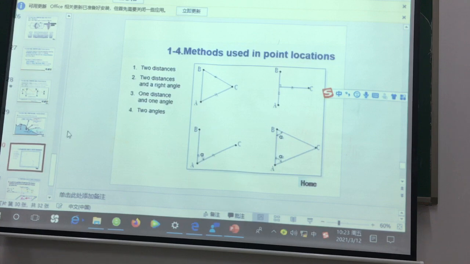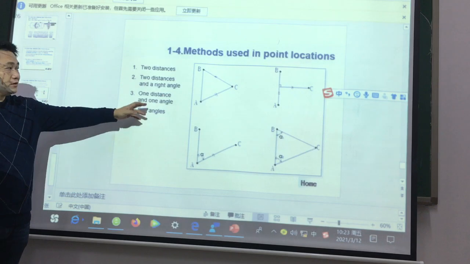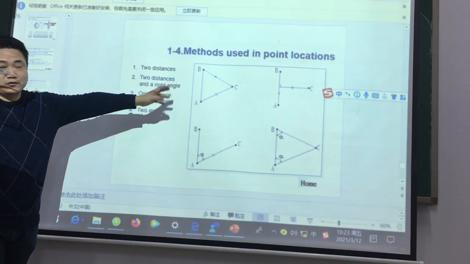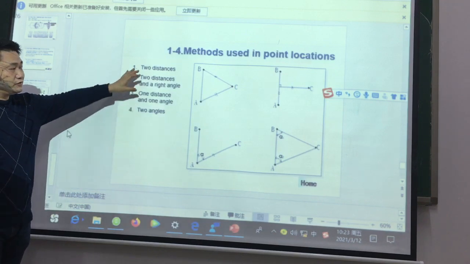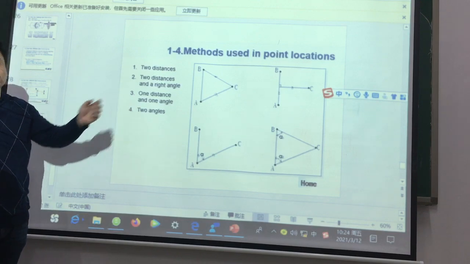Okay, so we have known how to establish the reference system for 3 dimensions. So next, the methods used in point locations. Generally, we use this method to locate the point's location. Here you can use this method to locate the point locations. Also can use this method to get the coordinates of the points.